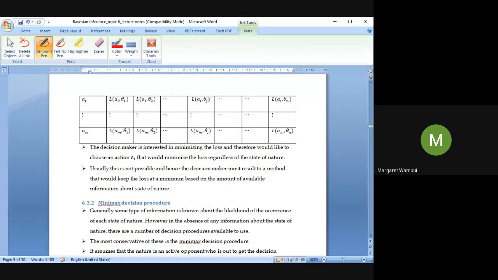So we say here that the decision maker is interested in minimizing the loss and therefore would like to choose action a_i that would minimize the loss regardless of the state of nature. Usually this is not possible and hence the decision maker must resort to a method that would keep the loss at a minimum based on the amount of available information about the state of nature.